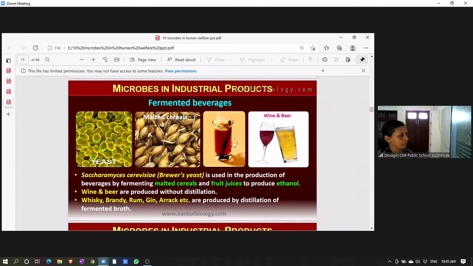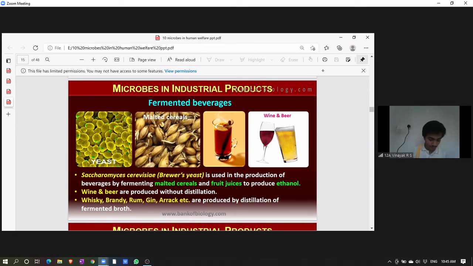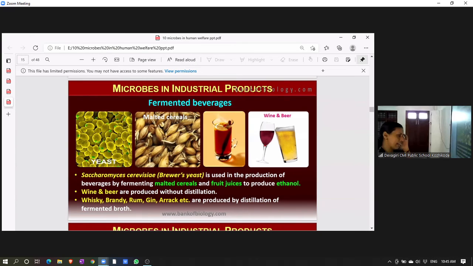Vinayak, continue. Wine and beer are produced without distillation, whereas whiskey, brandy, and rum are produced by distillation of the fermented broth. Yes, underline. So wine and all we can prepare at home. It is without distillation.